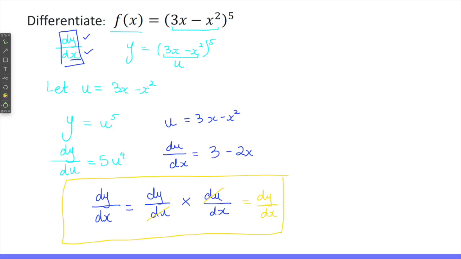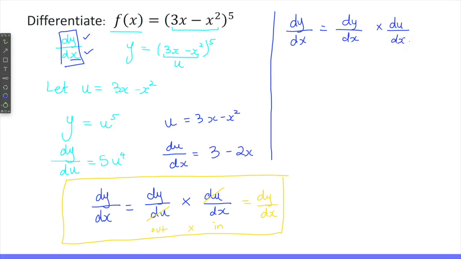So what is this actually telling us? All it's simply telling us is that the overall derivative of a composite function is equal to the derivative of the outside function multiplied by the derivative of the inside function. What does that look like in terms of the example here? Well, dy by dx is equal to the derivative of the outside multiplied by the derivative of the inside. Well, the derivative of the outside we've found already, that's 5u to the power of 4. The derivative of the inside we've also found.